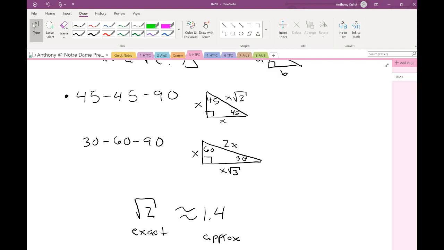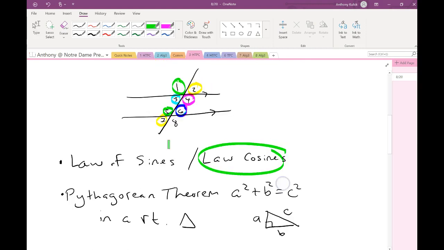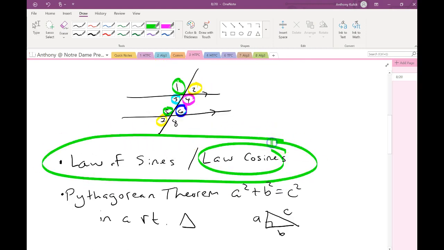Abigail, we can use the law of sines and the law of cosines in situations where we have non-right triangles. To use SOHCAHTOA, we have to have right triangles. Everybody okay with that idea?